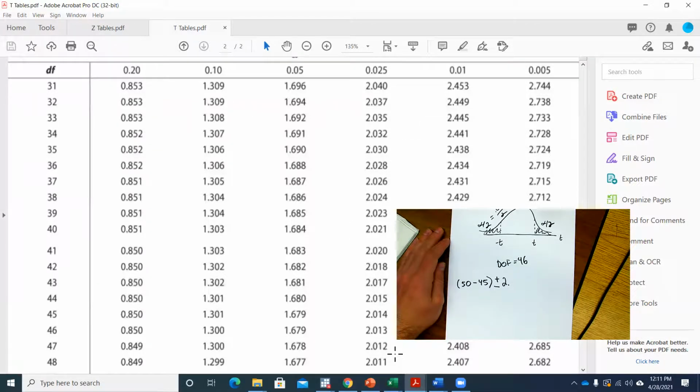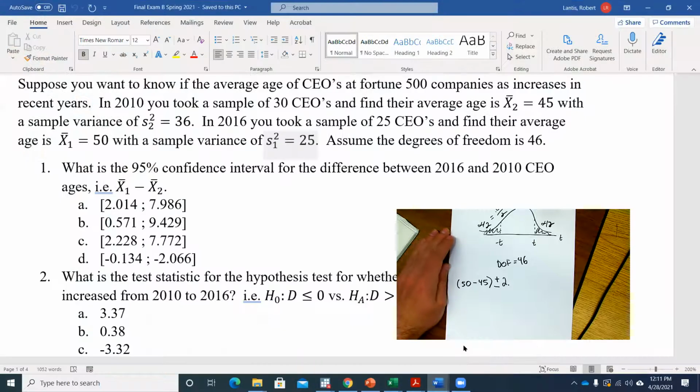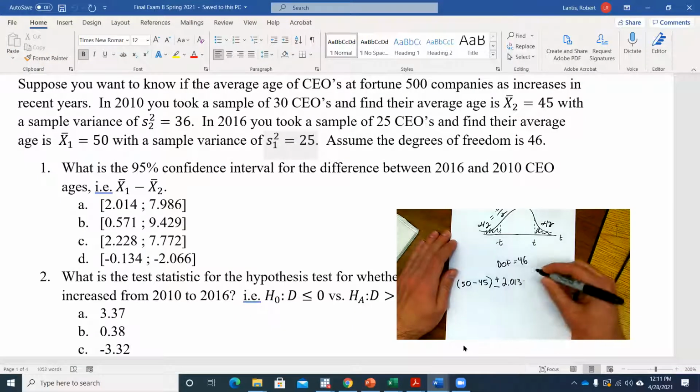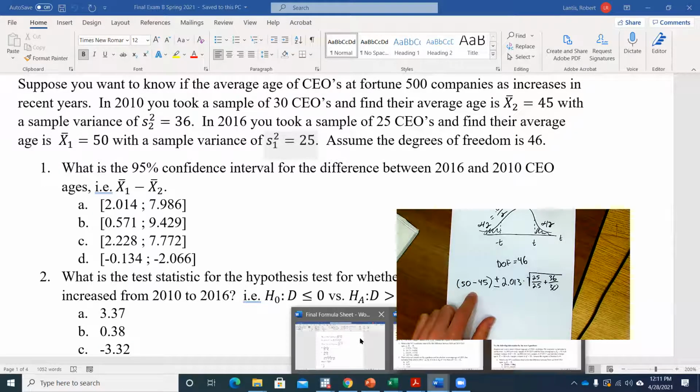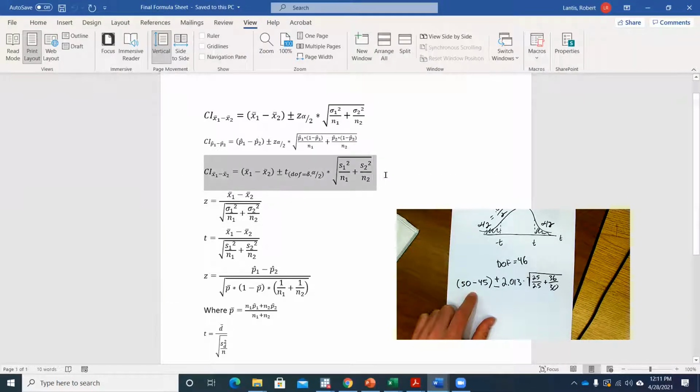Okay. So go back to practice exam B. So 2.013. Then here, we multiply by the square root of each group's sample variance. So 25 divided by, oh, the sample size ends up being the same here. So that's kind of nice. We've got the sample variance of the second group is 36, and their sample size was 30. So that's just me writing out this formula in the context of my example.